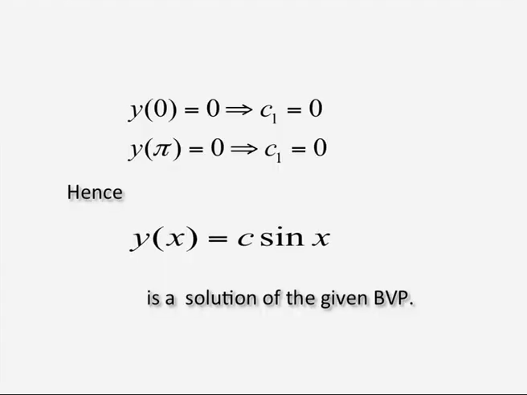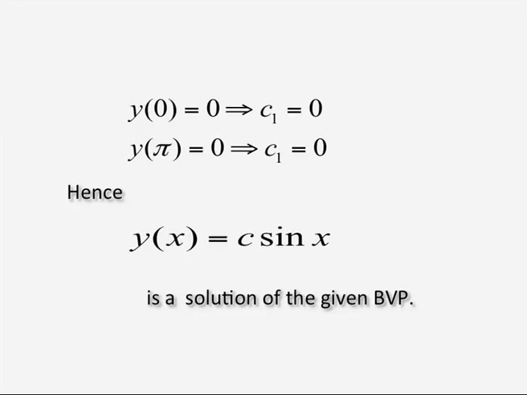From the first boundary condition, put x equal to 0 in the general solution. Then we get c1 is equal to 0. From the second boundary condition, put x is equal to pi in the general solution. Then we get c1 is equal to 0. And put the value of c1 in the general solution to overcome the arbitrary constant c1. y is equal to c into sin x. This is the solution of the boundary value problem.